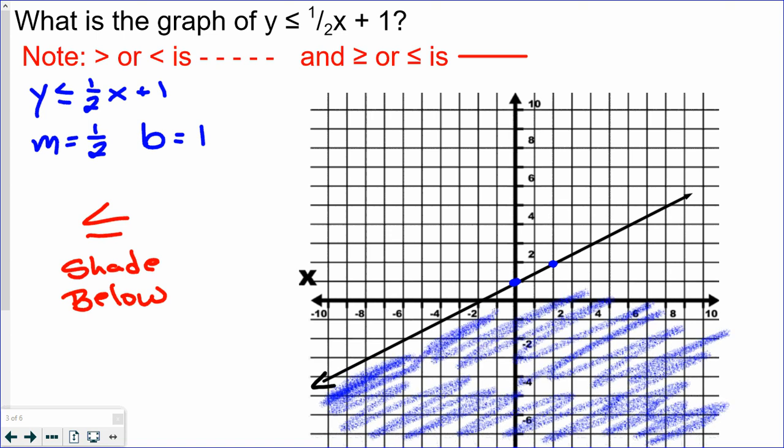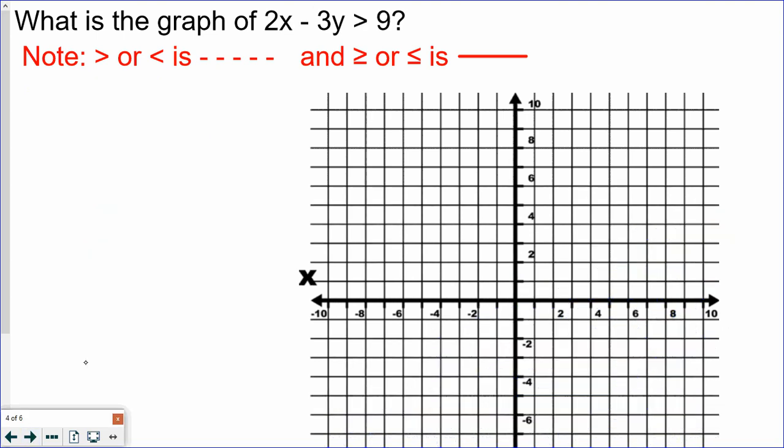And so again, what we're shading are all of the solutions to this inequality. So any point below this line here in the shaded region would be a solution to this inequality. It would make it true. Any point above would not. And since the line is solid, that means points on the line are also solutions. All right, so let's look at another one.